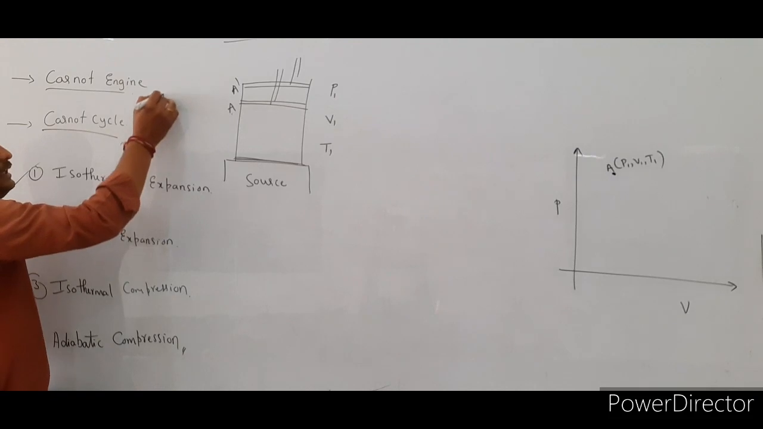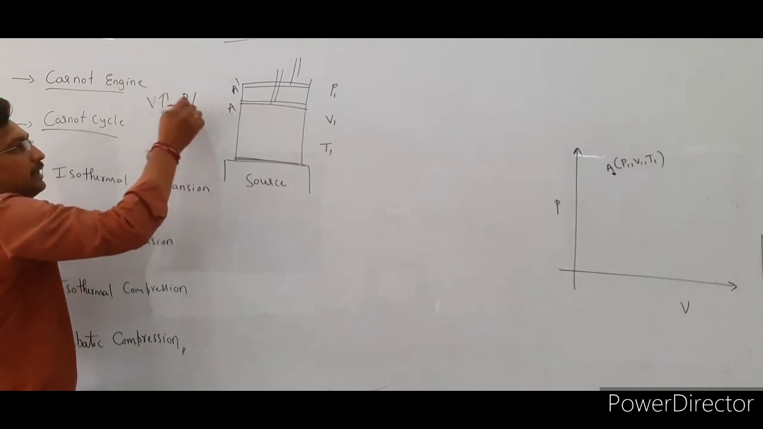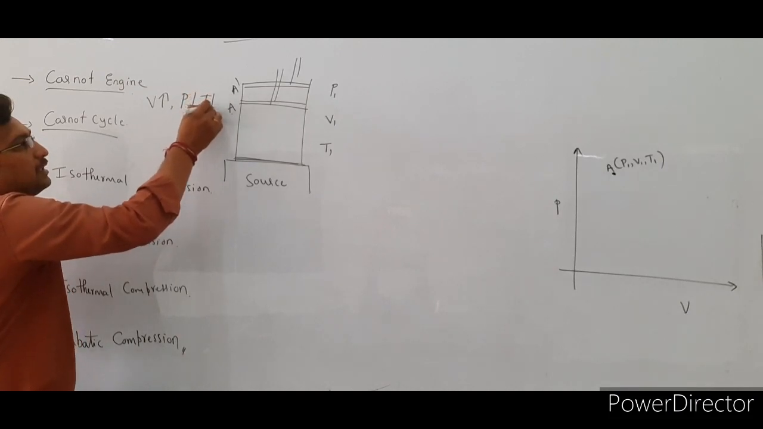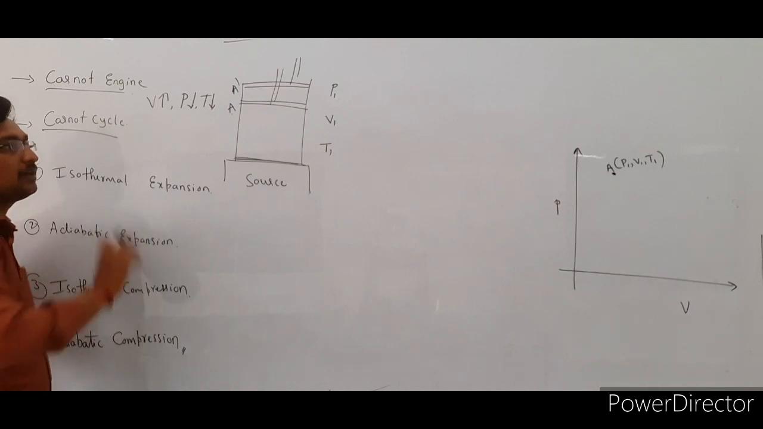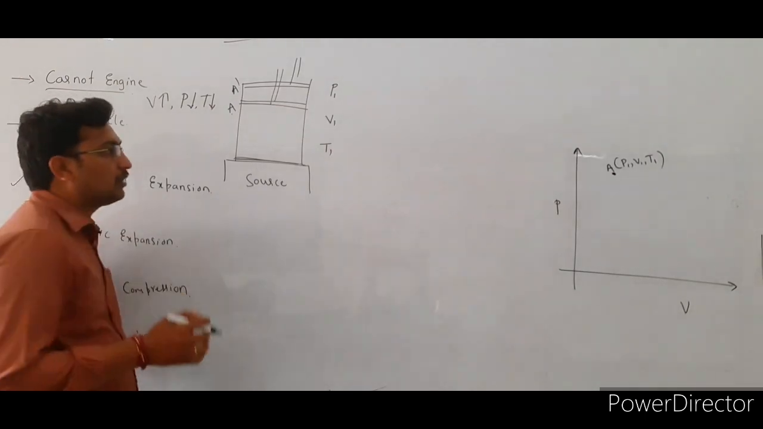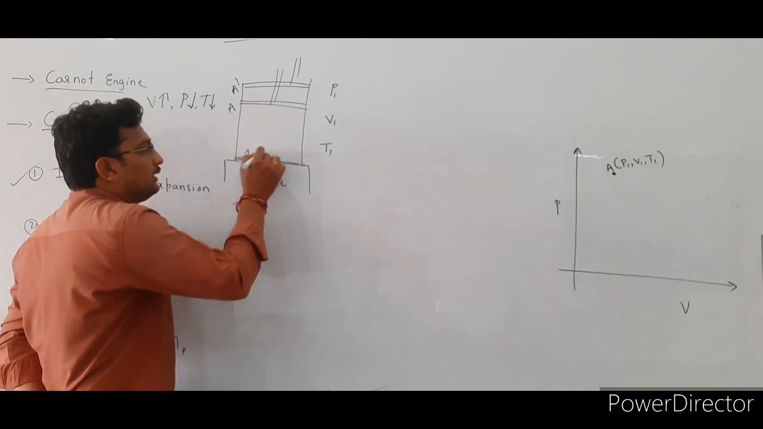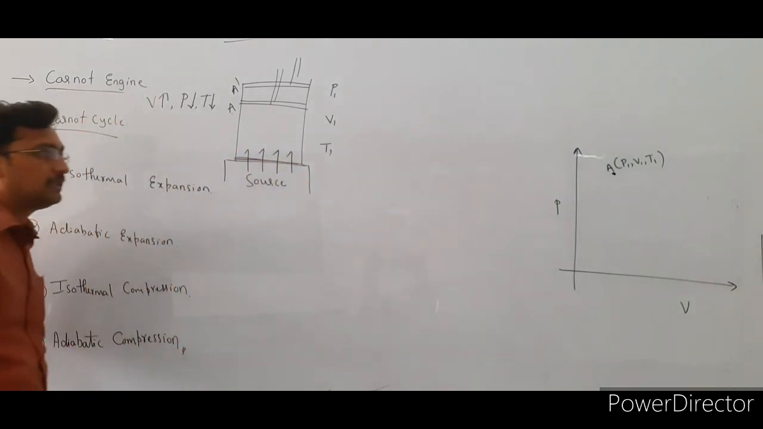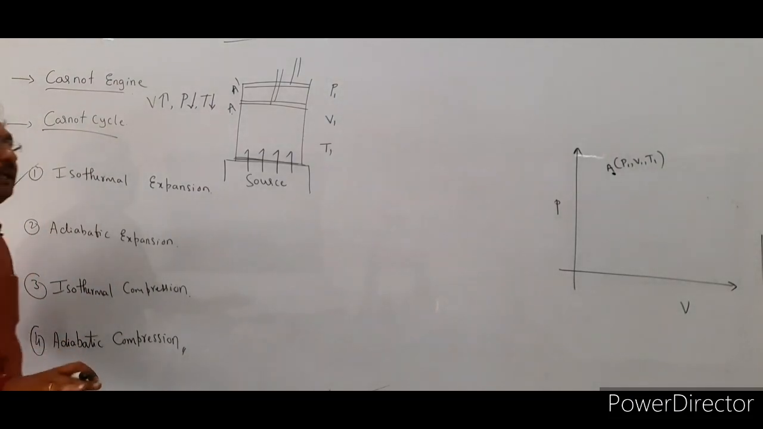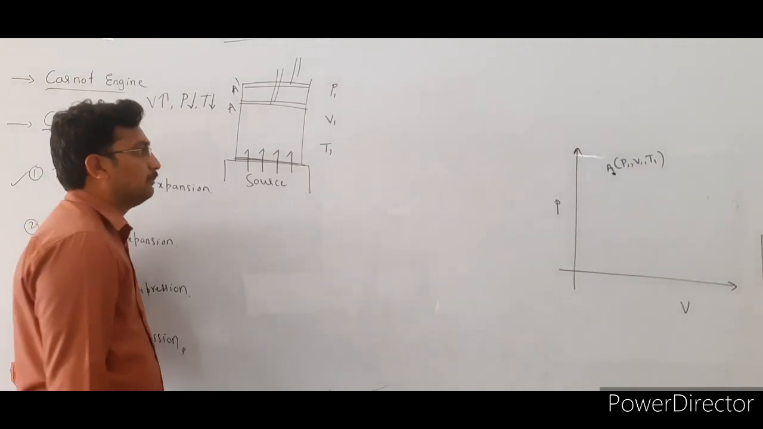If the volume is increased, what about its pressure? Pressure is decreased. If the pressure is decreased, what about its temperature? Temperature also decreases. But this is the isothermal expansion. To maintain a constant temperature, the working substance absorbs energy from the source.